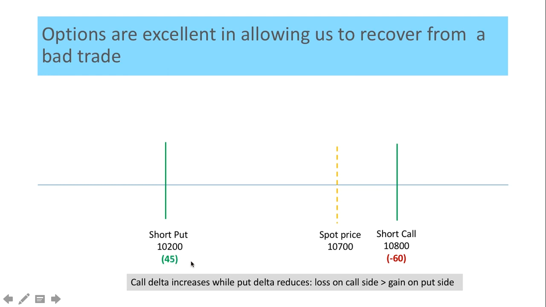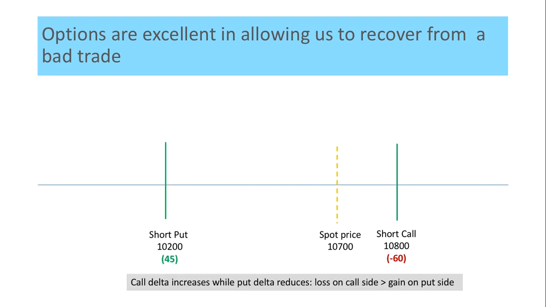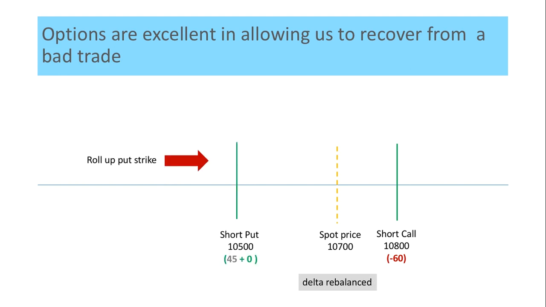Now, how do we restore this balance? What we can do is move up the strike price of the put side of our triangle. So we move the strike price up from 10,200, where we are making a profit of 45 bucks, to 10,500. So we pocket the 45 bucks as profit and sell a new short put at a strike price of 10,500. And this way we restore the delta balance. So now our net PNL in this trade is minus 15, but now we have collected an additional premium on the short side of this trade.